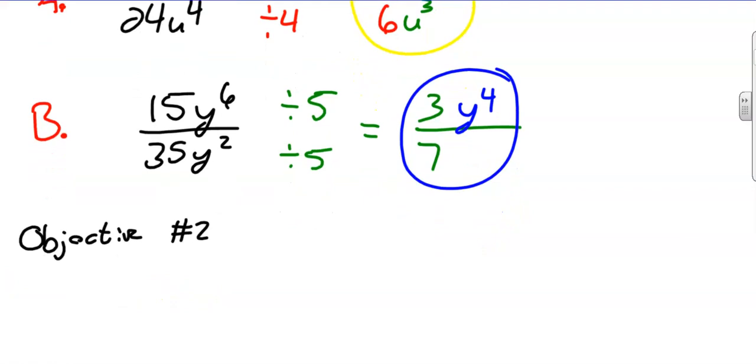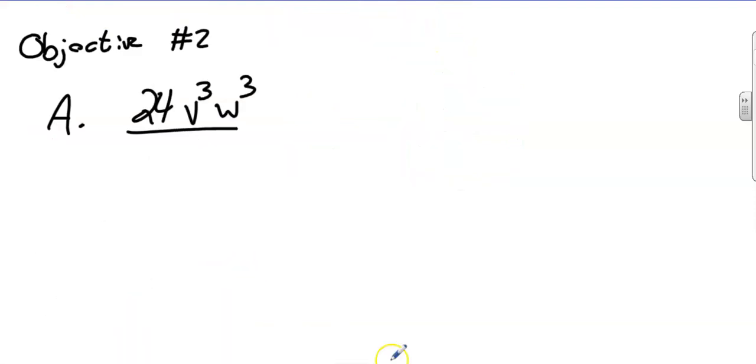Objective 2, it's the exact same ratio, they just changed up the numbers a little bit. The only difference with objective number 2 is they add an extra variable. That's all they're going to do. Maybe 24v to the third, w to the third. And that's over 8v squared w.